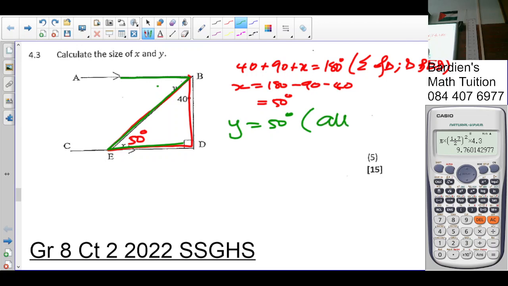So alternate angles with A and B being parallel to C. Of course, if you leave this part of your reason out, you lose the reason mark. If you use corresponding, alternate, and co-interior, you must say which set of lines are parallel if letters are given. Okay.